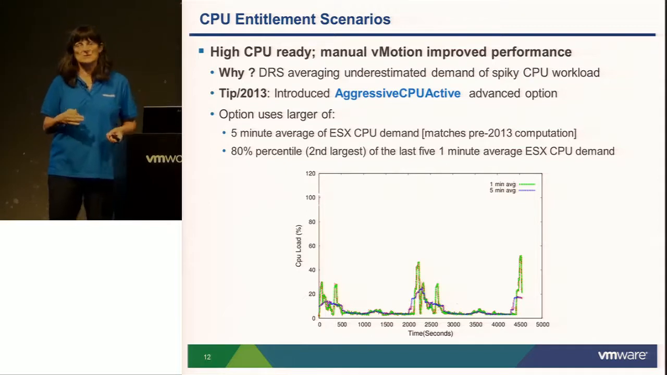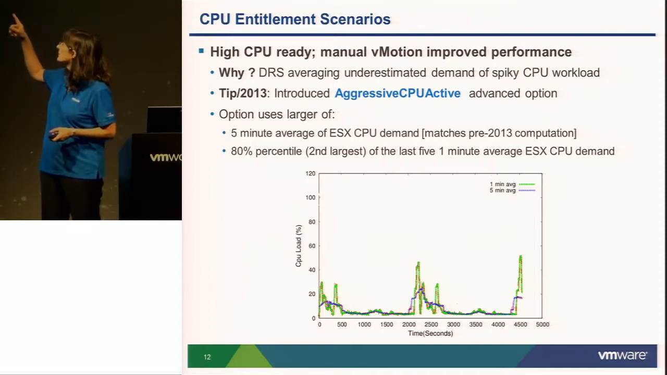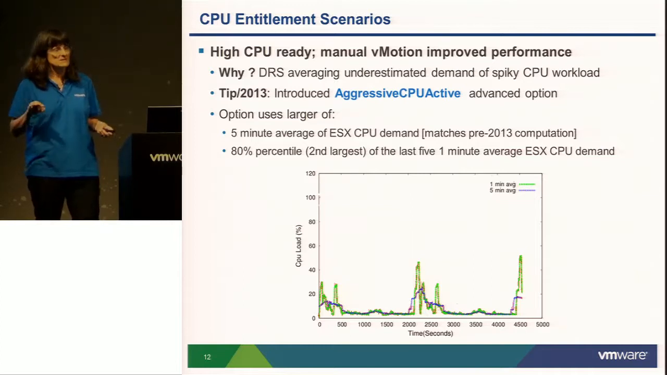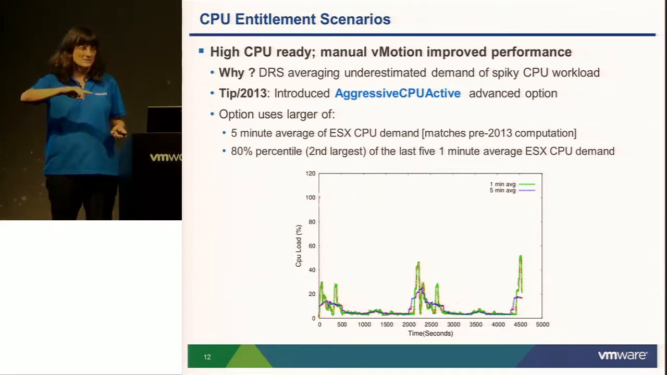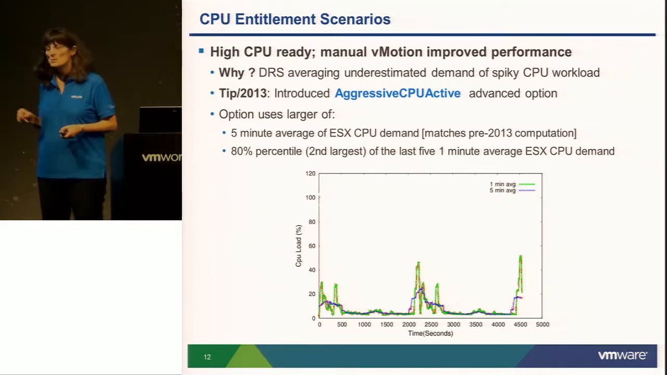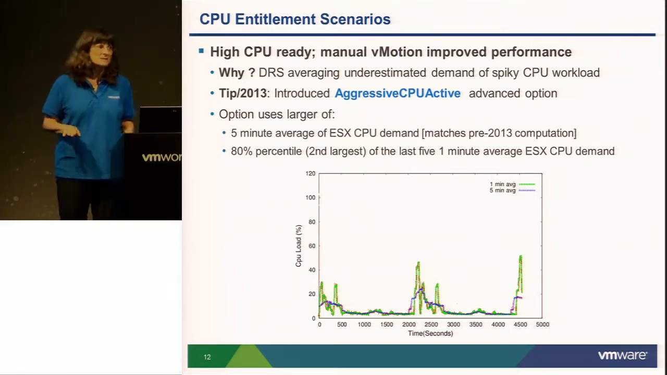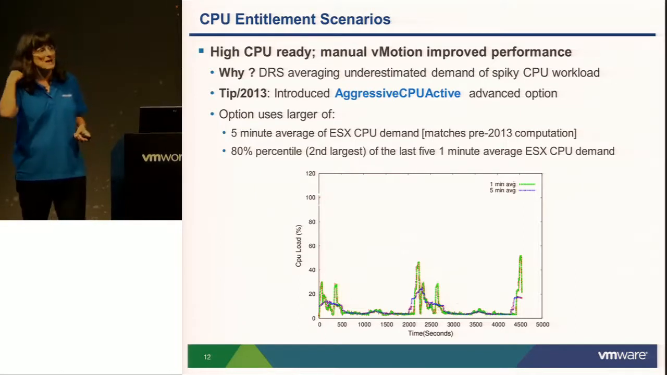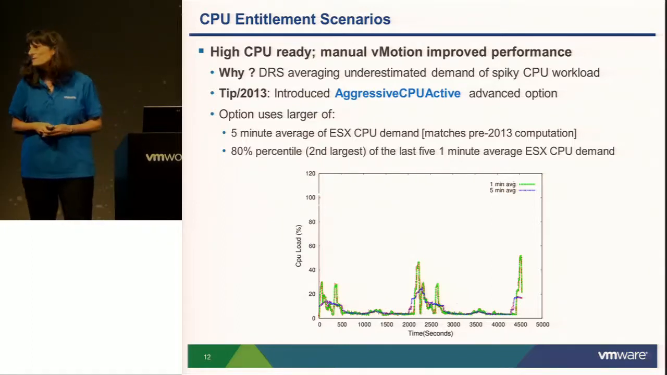So for the 2013 release, vSphere 5.5, we've introduced an advanced option that you can set, aggressive CPU active. This means that instead of taking that 5-minute demand as the demand metric, it takes the maximum of either that 5-minute demand or basically the 80th percentile of the 1-minute demands. This gives us a much more conservative way of catching these spikes. We didn't make that the default because we know you don't like us changing the defaults in dot releases. But if you're having a ready time issue, I think enabling this option will help a lot in these situations.